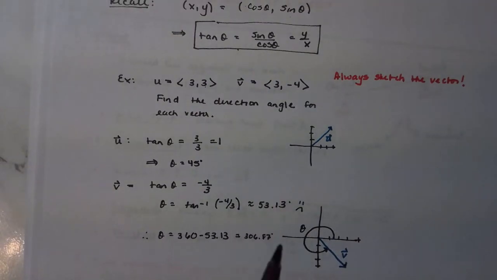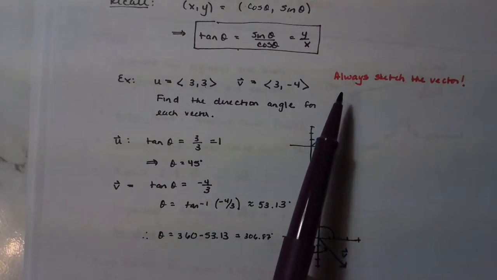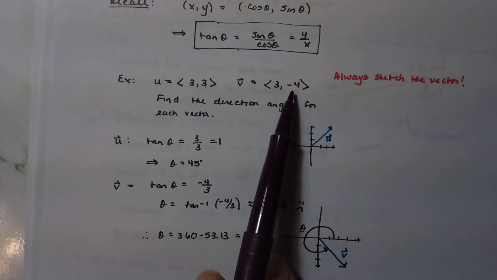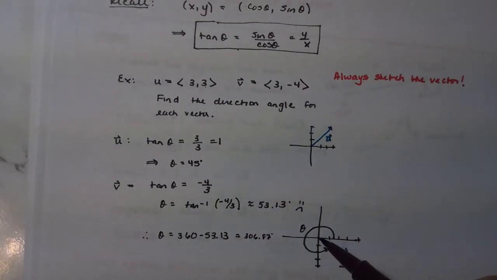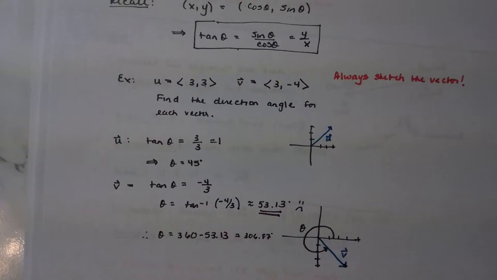But what I need you to make sure you do is that you actually draw the vector. Always make the sketch. It's really important because it tells you what quadrant you're in. So by sketching this, 3, negative 4, again, you start at the origin, you go over 3, down 4, you plot your terminal point, and you connect them. That's your vector. So my vector is in quadrant 4, so it cannot possibly be equal to 53.13 degrees. That's the issue. So what do we do? We just subtract this number from 360 to find the actual value, which is 306.87 degrees.